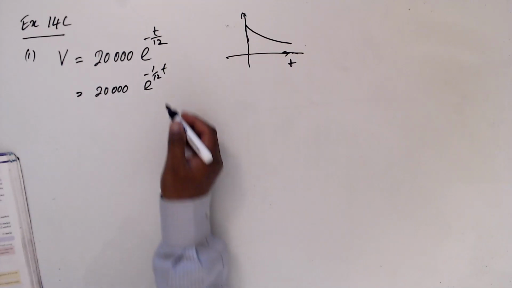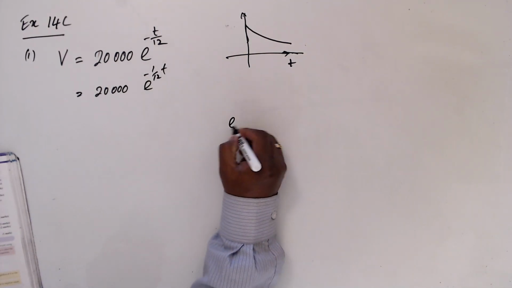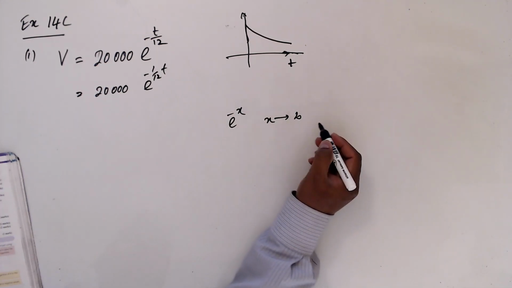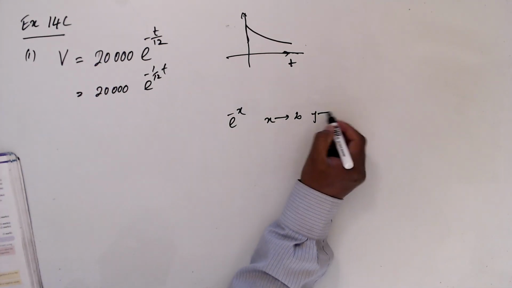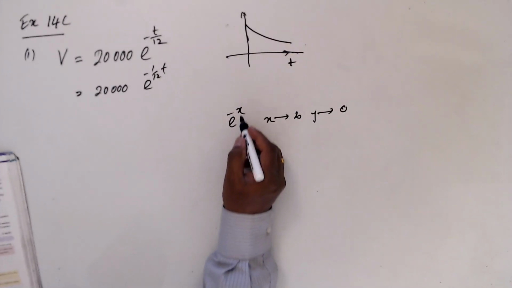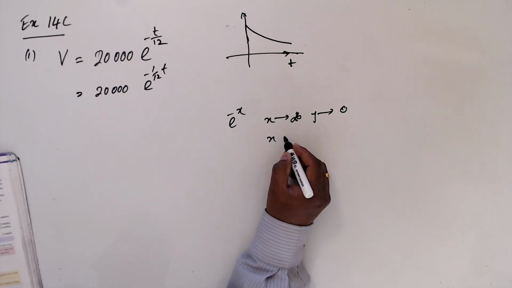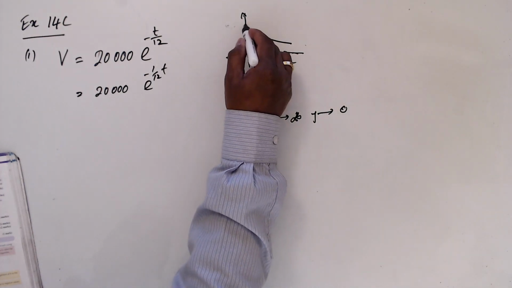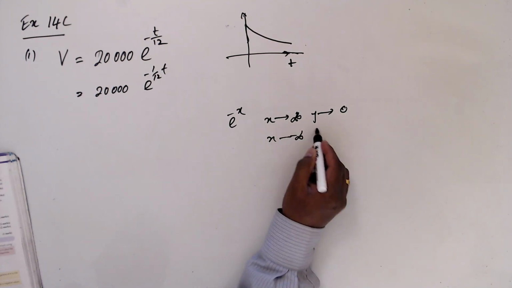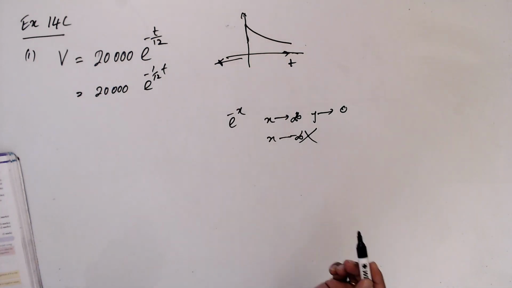Now, when you look at this part, this is like e to the minus x. What will happen? As x goes to infinity, y goes to 0. I discussed this earlier. And x going to negative infinity we don't discuss here. Why? Because t can't go negative.